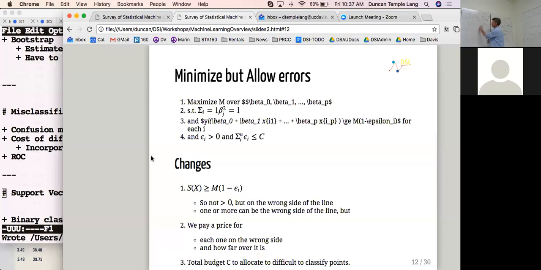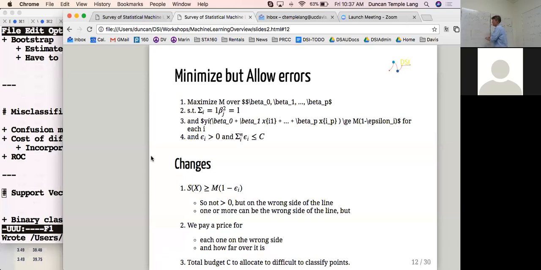In the old version, this had to be positive. So if it was minus one here, it had to be on the right side, below the line. Now I'm saying you can be on the wrong side of the line, and in fact, I'm even going to let you be on the wrong side of the margin. You can be over here for all I care.